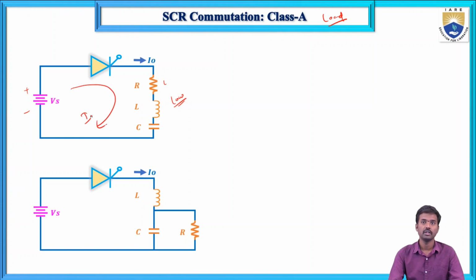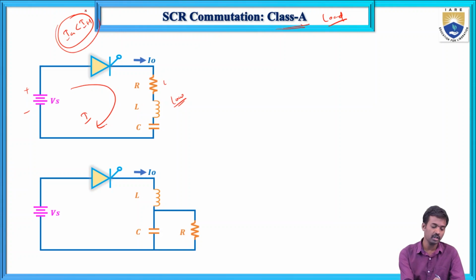This is I. Now we can turn off this SCR in two ways: by giving reverse potential to the SCR, or when the anode current falls below the holding current. In any way we can turn it off. This Class A commutation falls under the category where the anode current is less than the holding current, which I will explain. If you give the supply, the current I0 is flowing in this direction.